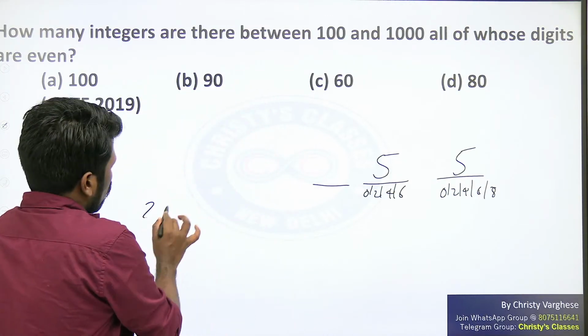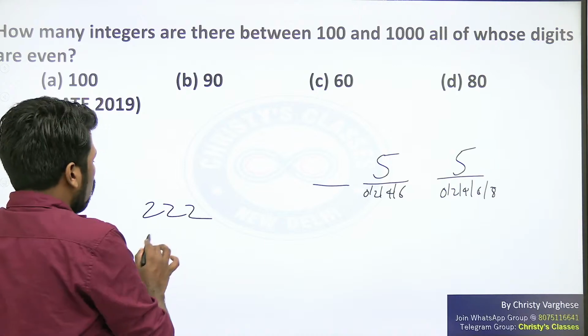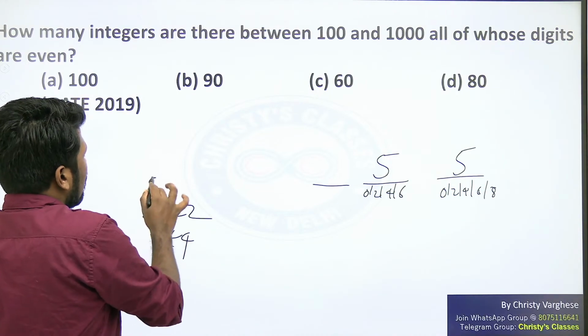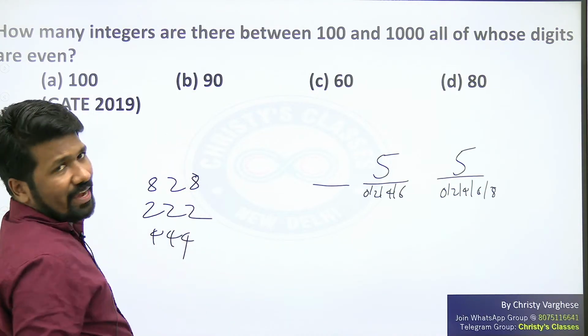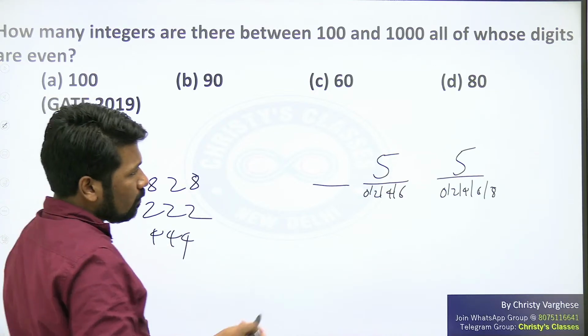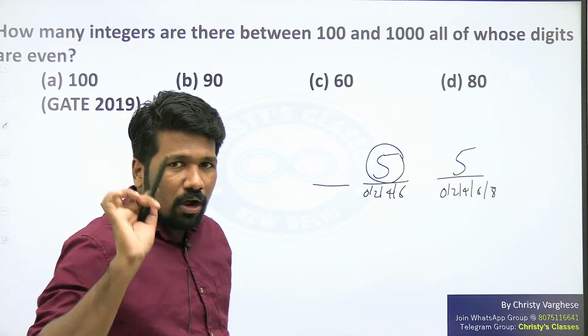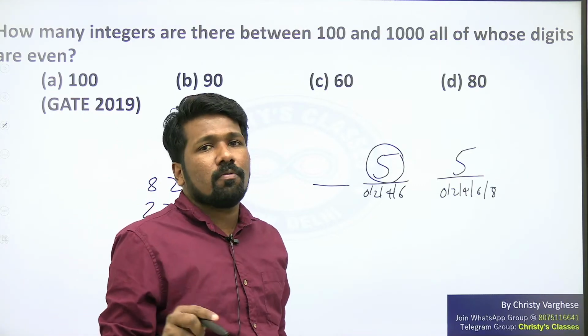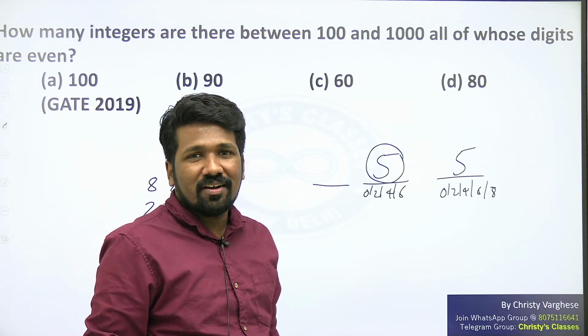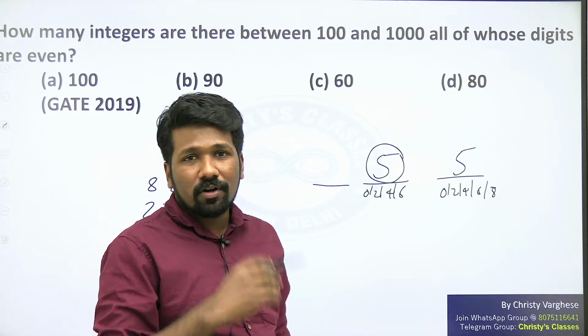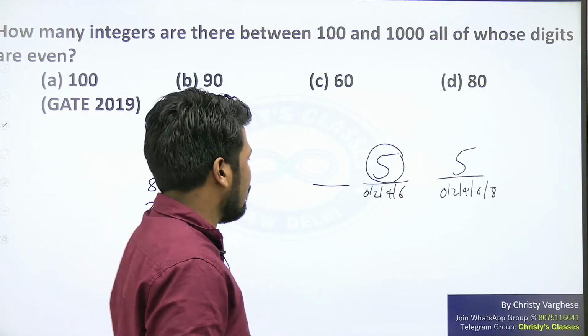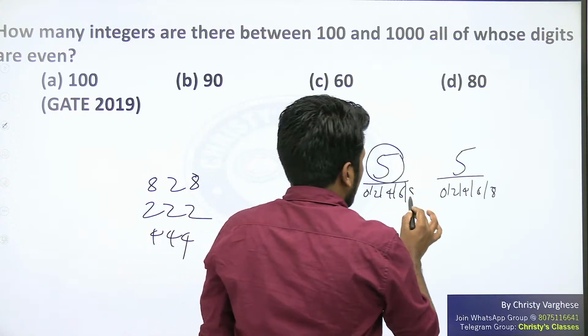That means 2, 2, 2 is a valid example. 4, 4, 4 is a valid example. 8, 2, 8 is a valid example. That is why we don't have to reduce the number of digits. That is what I told: according to the scenario only you can form the equation or formula. Don't learn by heart a formula for each question. That is not practical. So 0, 2, 4, 6, 8, there are 5 ways.